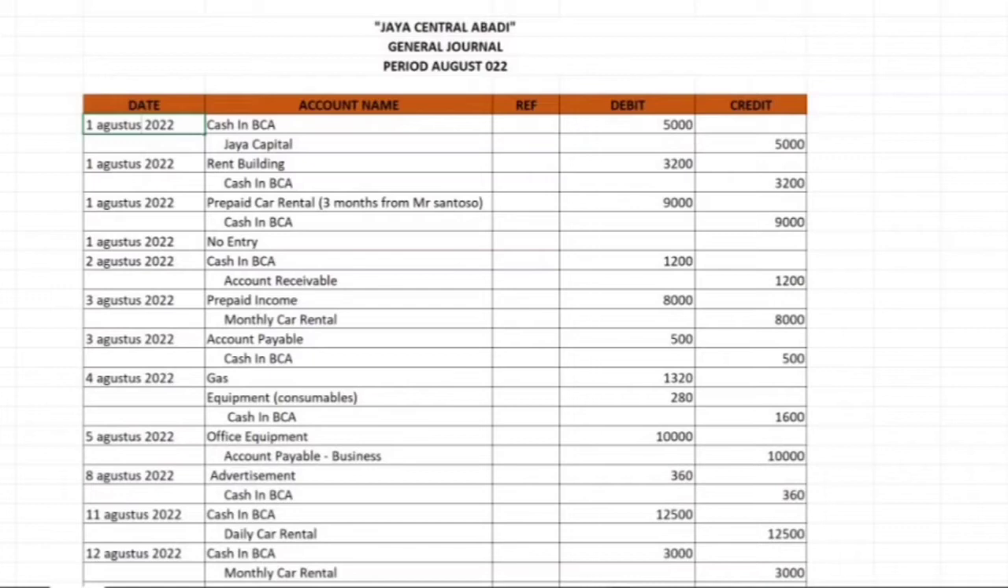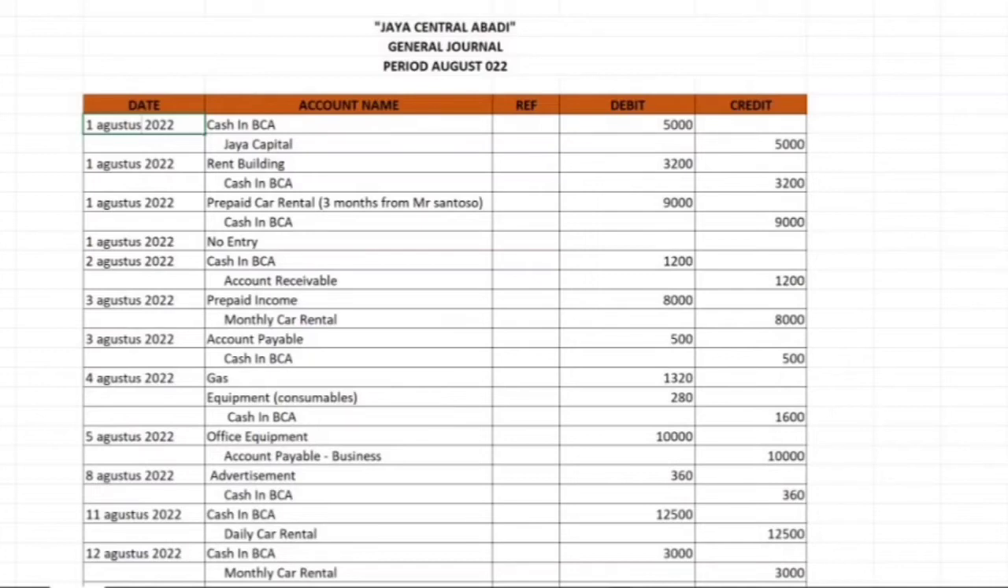Number 10, paying for the brochure, then the load of the brochure increased by 360 and then the cash decreased next to the credit by 360. Number 11, cash in BCA increased next to debit by 12,500 and daily car rental increased next to credit by 12,500.